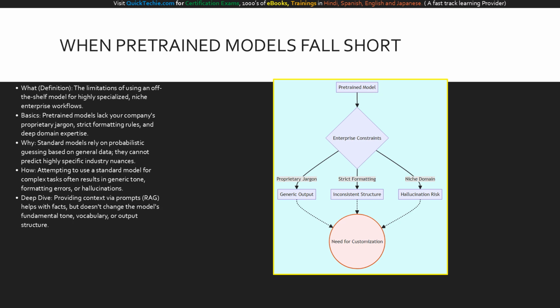A deep dive distinction here is crucial. You can feed a pre-trained model your documents using a technique called RAG to improve factual accuracy, but RAG does not permanently change the model's inherent vocabulary, tone, or structural behavior.